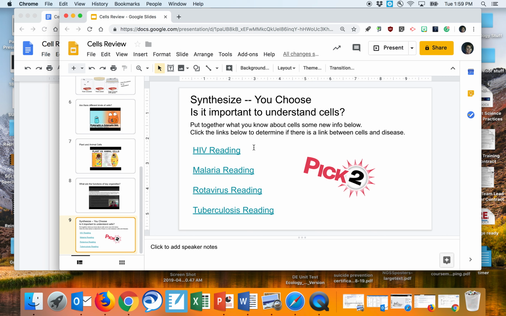You do not need to read all of these choices. You can pick 2 that you would like to learn more about. Maybe 2 you've never heard of. Maybe 1 you've heard of. Maybe you know someone that has had one of these. Regardless, at the end of the day, you may pick which 2 you would like to do.